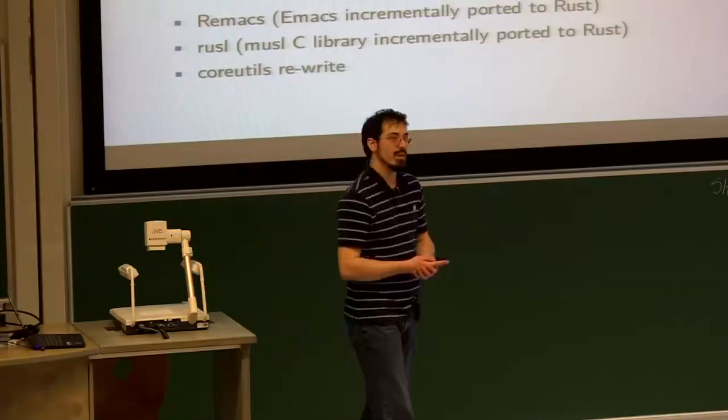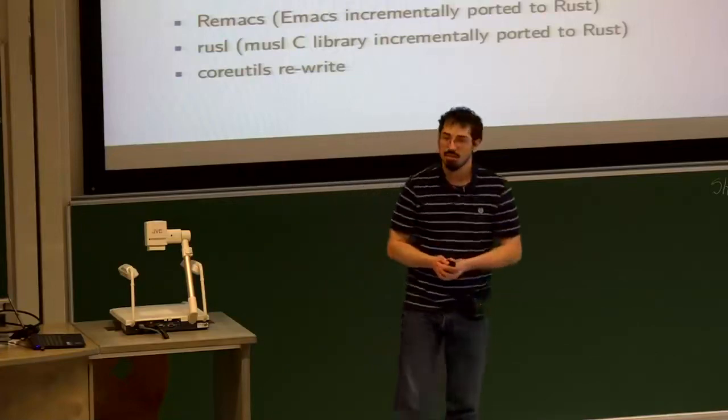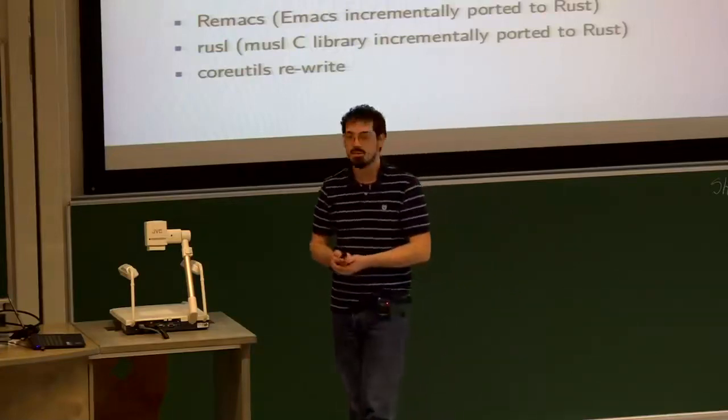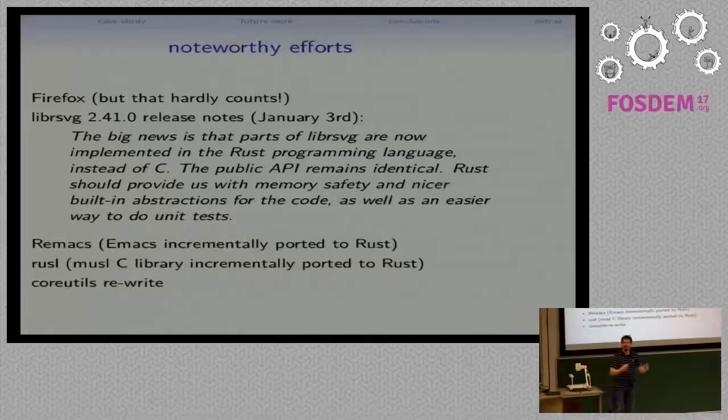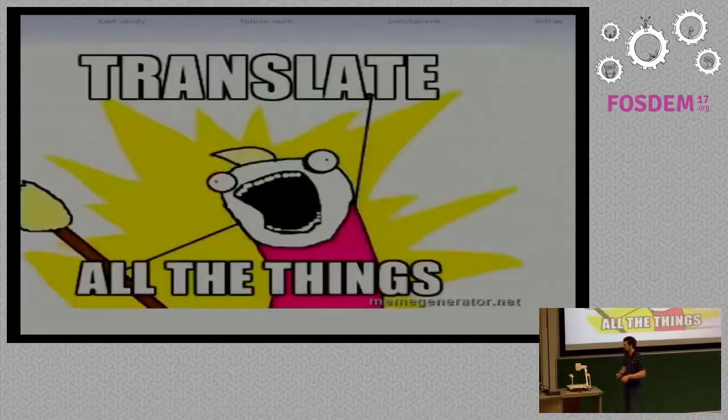There's other projects that have been experimenting with migrating parts of their existing C code to Rust, like Emacs being incrementally ported to Rust because we didn't have enough operating systems projects in Rust yet. There's Rusl, the experimental port of the musl C library. That was done as an educational exercise just to see how it would go. There's folks rewriting coreutils. There's a bunch of these projects, right? You can dig through Reddit or whatever and find a long list.